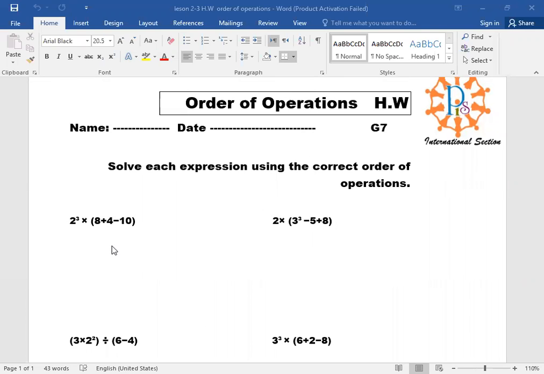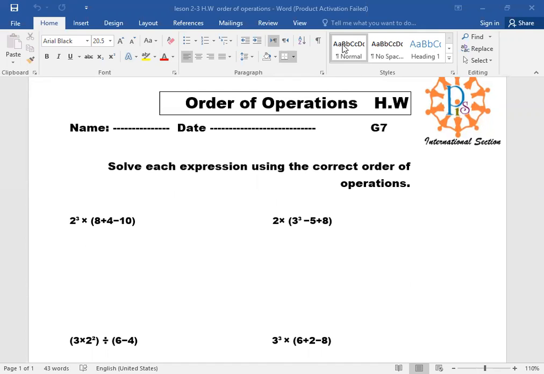The first step, we have to start with the parentheses. Exactly. We have 8 plus 4 is 12, and minus 10 is 2. Exactly. So we have to simplify this one. So it will be 12 minus 10, right? Which means it will be equal to 2. So we have 2 to the power of 3 multiplied by 2.